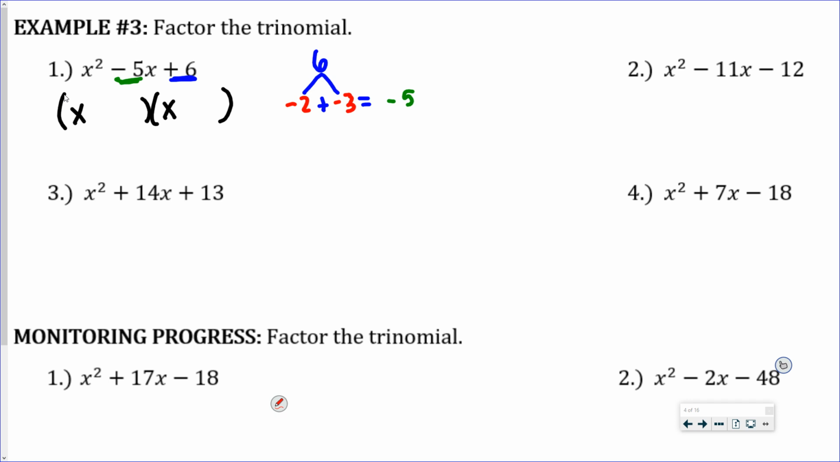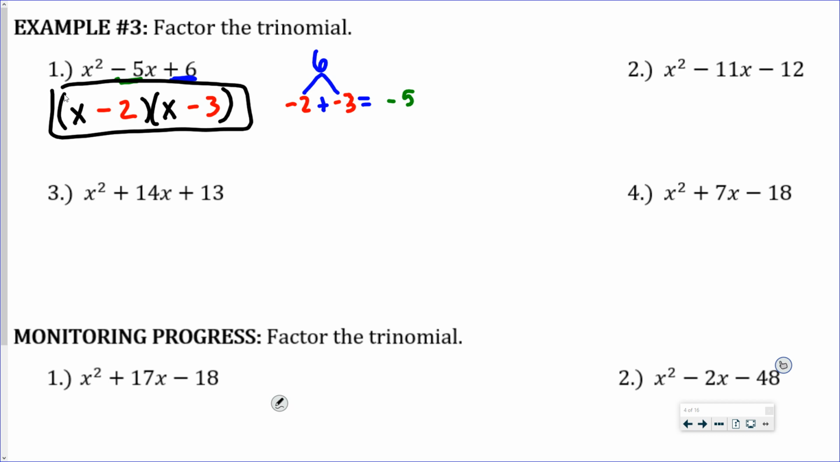Okay, so this is kind of like the little arrow. Those multiply to 6 and they add to negative 5, right? So this factors into x minus 2 times x minus 3.